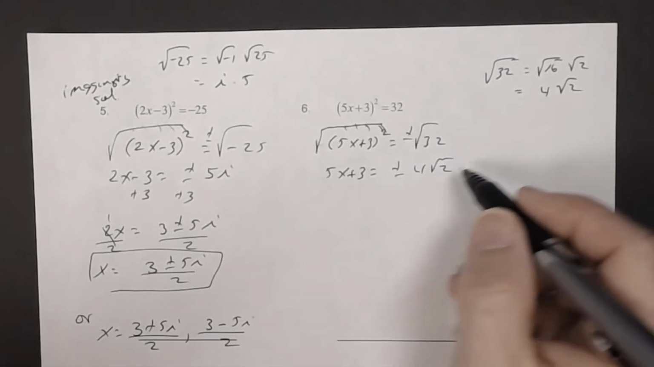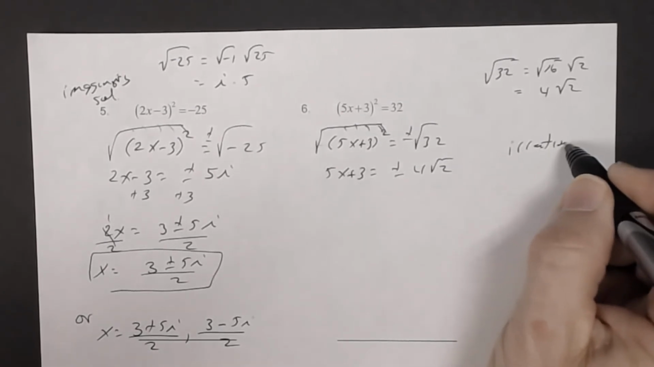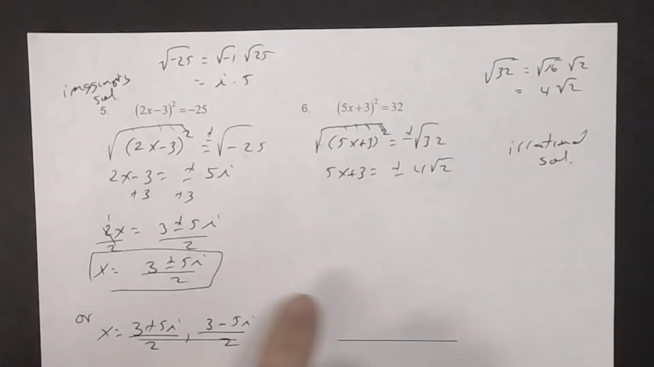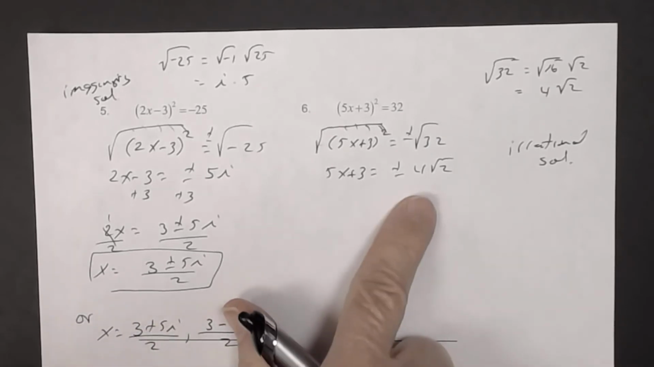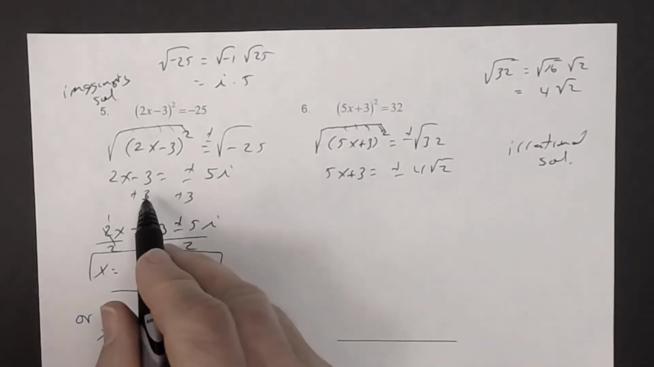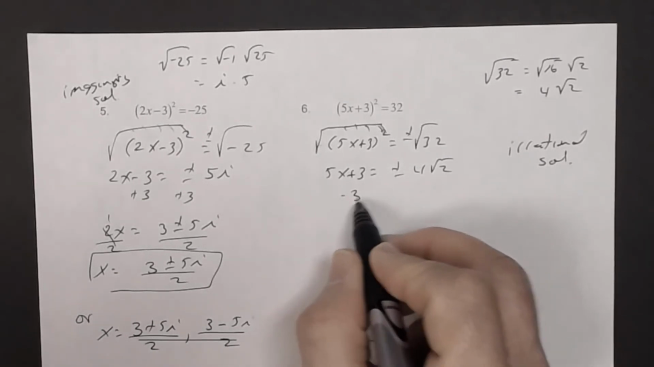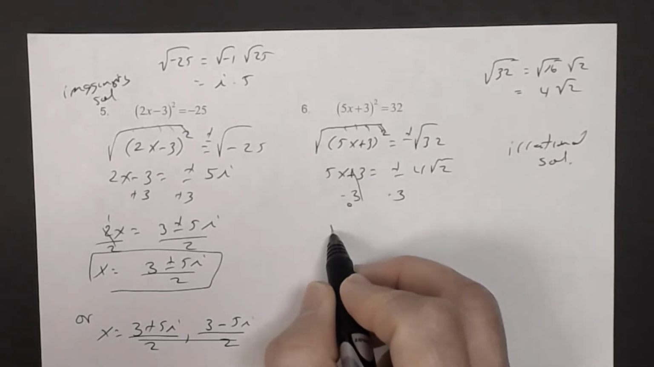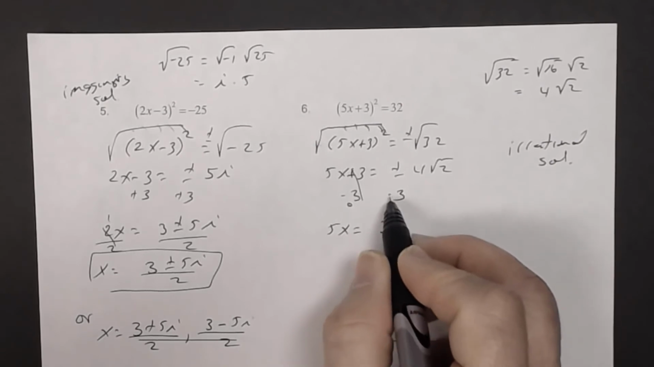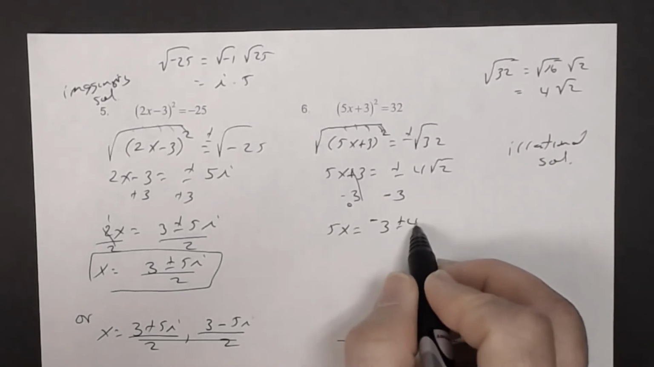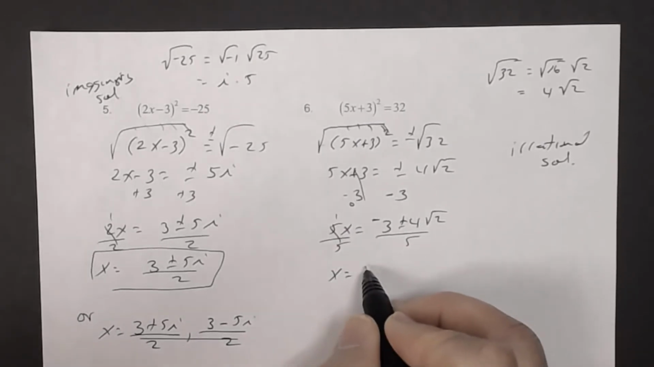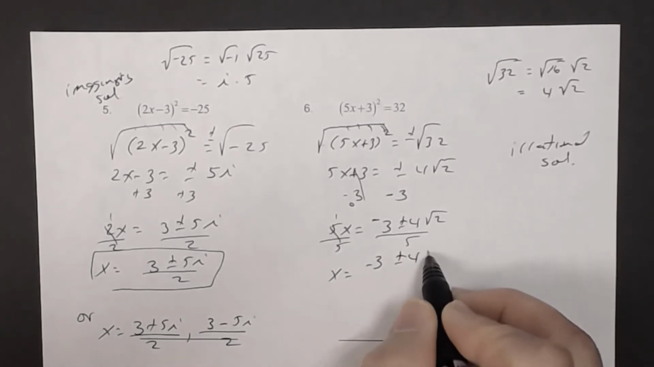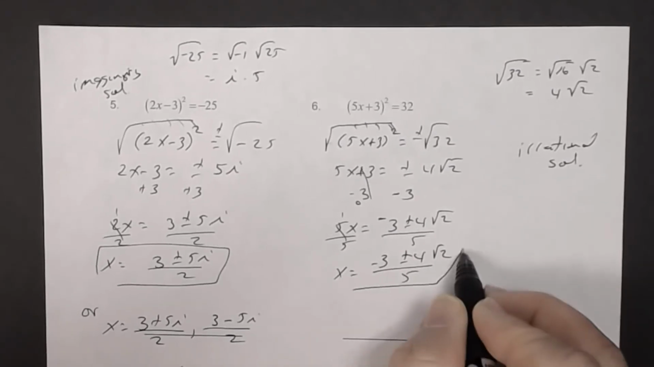And then notice these are irrational solutions. Okay, irrational solutions. So you're going to write your solutions just like you did your imaginary solutions. So these are irrational. Just like we did this one, you're going to subtract 3 from both sides. And so you get 5x equal negative 3 plus or minus 4 square root of 2. And then finally divide by 5 and you're done. So you get x equal negative 3 plus or minus 4 square root of 2, all divided by 5.